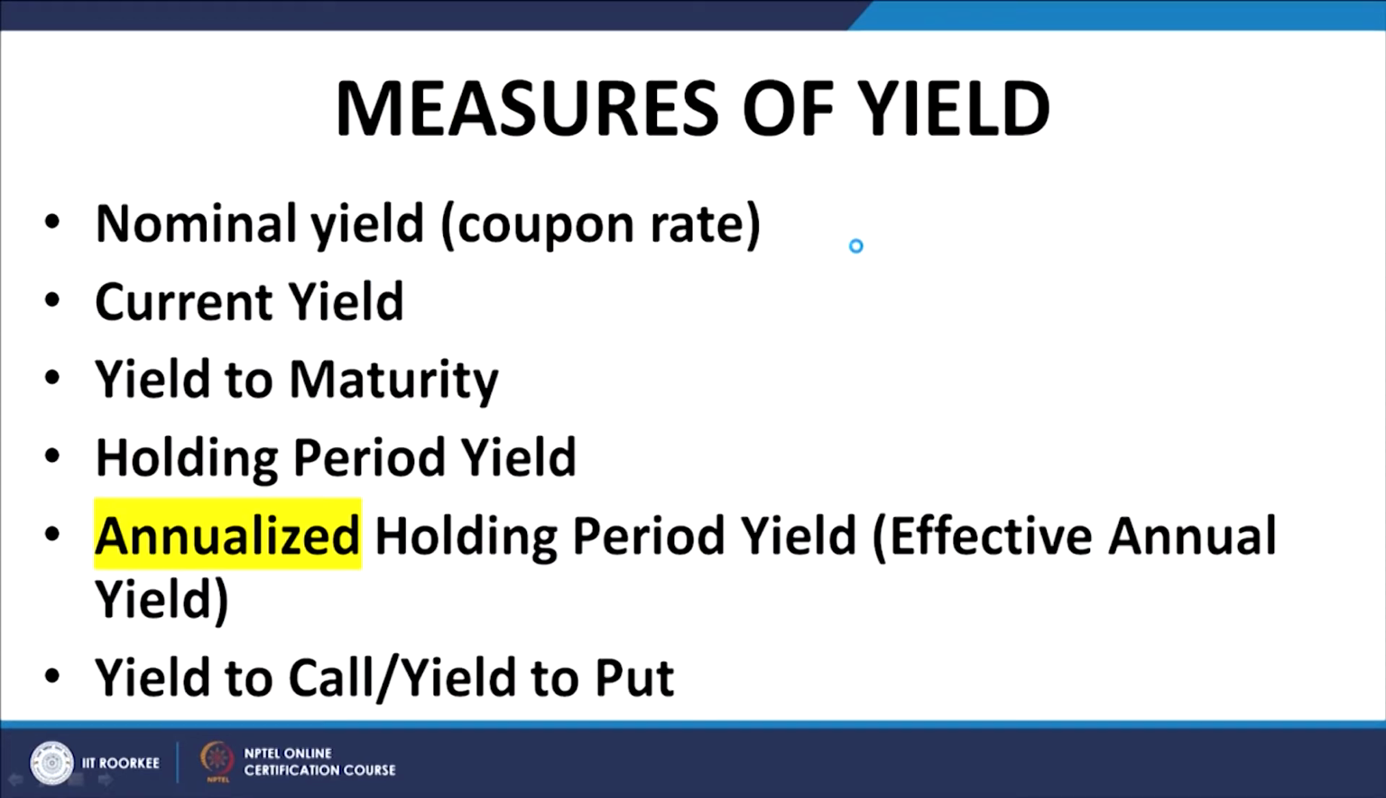Then we talk about measures of yield. Nominal yield is the coupon rate, the contracted rate that you get on the investment in the bond or fixed income security. Then there are current yield, yield to maturity, holding period yield, annualized holding period yield, yield to call and yield to put, if the bond has these additional option features.